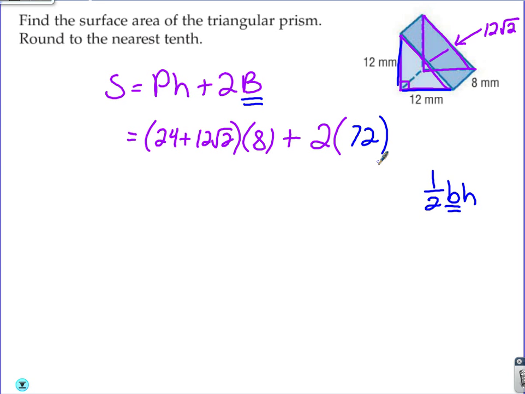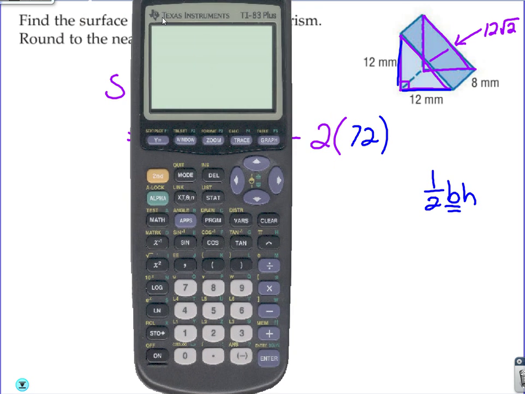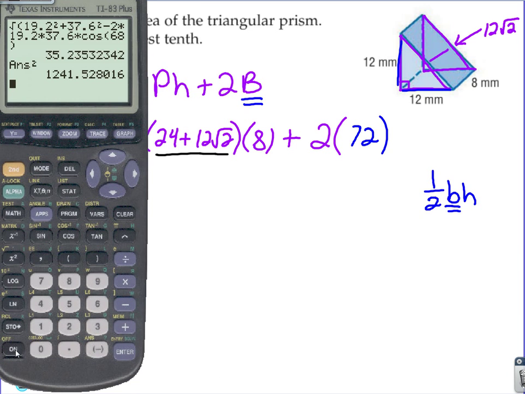So now we just work it out. If you want to do it algebraically, go for it. That's fine. I'll show you. I'll do it algebraically. But what you're probably going to do is type this in your calculator. Let's do it that way first. Here's my calculator. I'll just do it with you, and you can do it alongside me, check yourself, make sure you know how to do it. Let's do 24 plus 12 root 2.